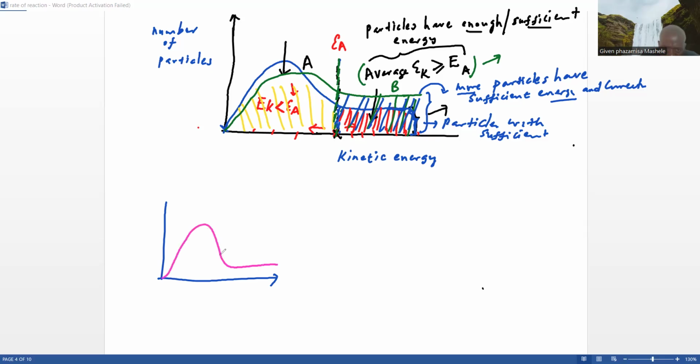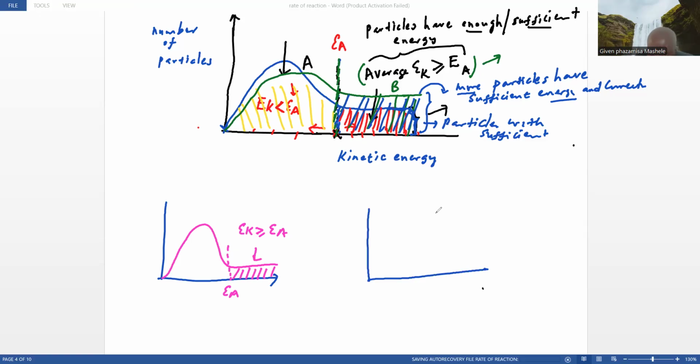This is the activation energy, EA. So this is the part where the average EK is greater than or equal to EA. Now let us draw another one, with the same activation energy, but this time around we have this.